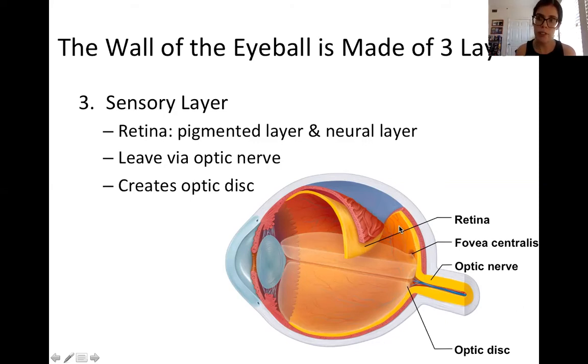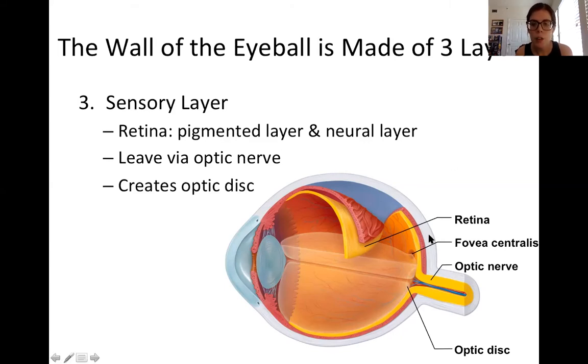You should know what cranial nerve that is from our previous chapter. And that optic nerve, where it leaves the eye, creates an area called the optic disc, which is an area where you can't see, actually. It's a human blind spot. And you won't know that you have a blind spot most of the time because your brain fills it in and it creates a picture based on what it thinks is there.